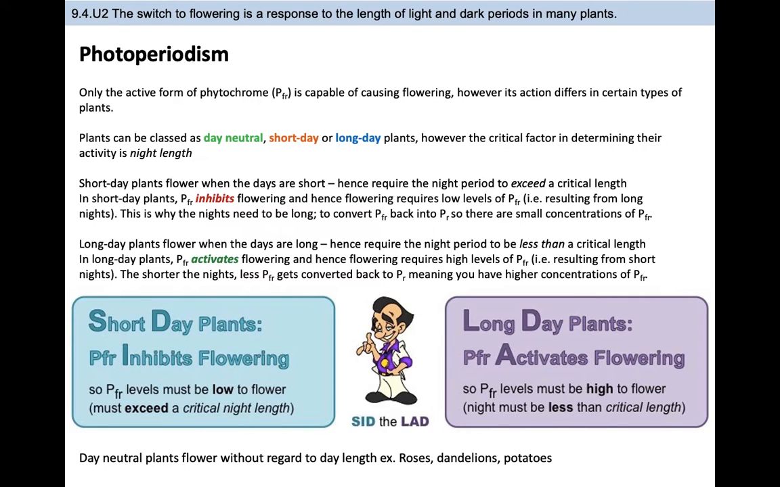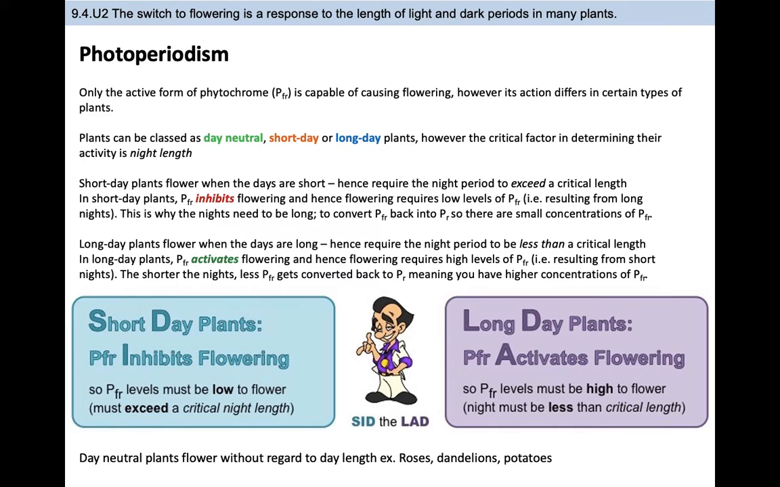So long day plants are the opposite. Long day plants require shorter lengths of night and longer days. So in long day plants, phytochrome far red will activate flowering. Once again, you can imagine that when the days are longer, there will be more phytochrome far red, and therefore there will be more flowering.